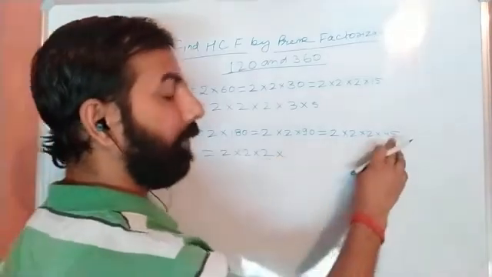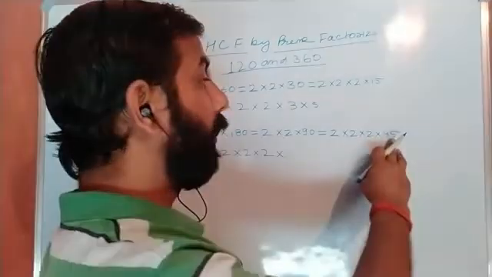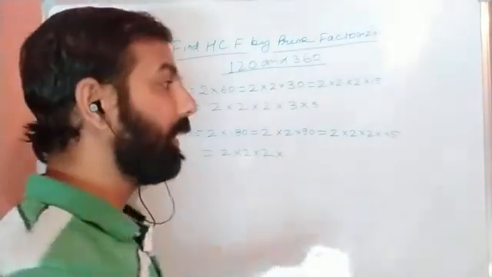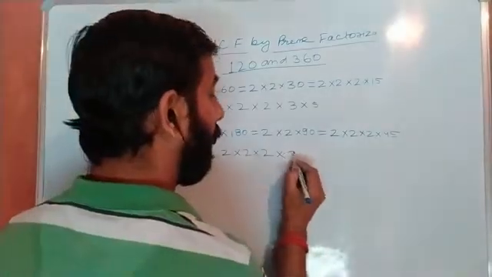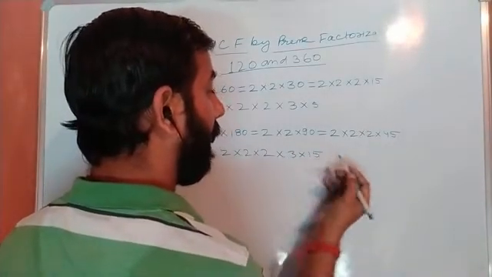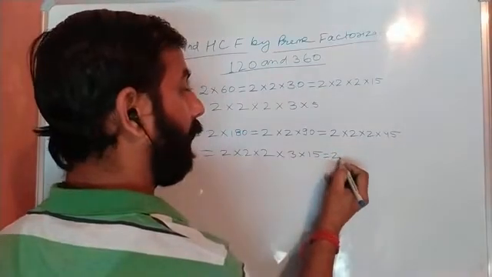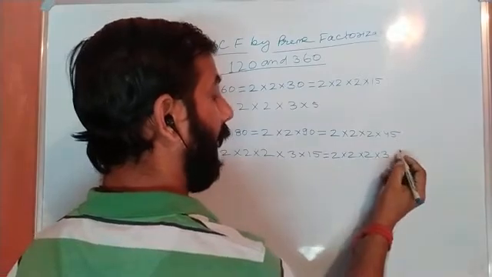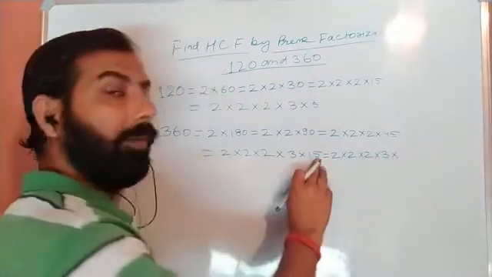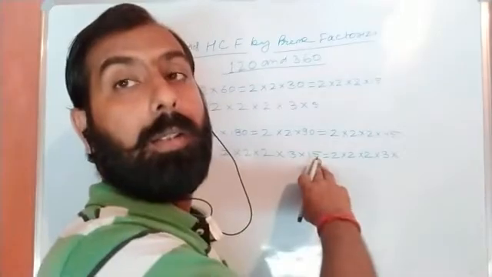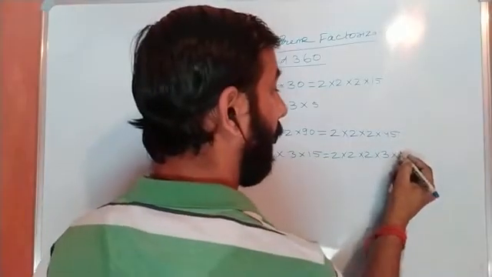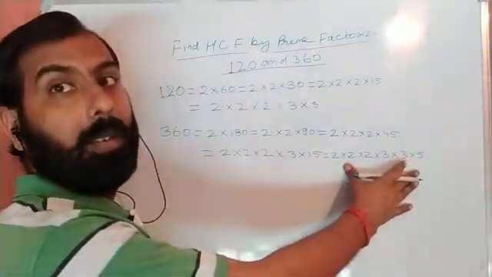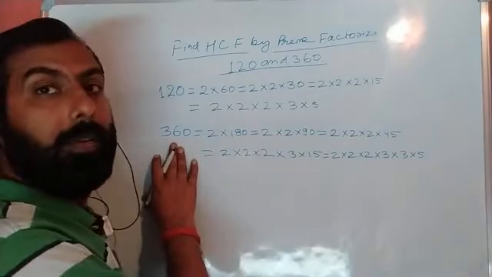Now this 45 will not be divided by 2, so we will divide by the next prime number, which is 3. 3 into 15 is 45. Again 2 into 2 into 2 into 3 into 15. This 15 will be divided again by 3 into 5, 15. Now we have got all the prime factors of 360.